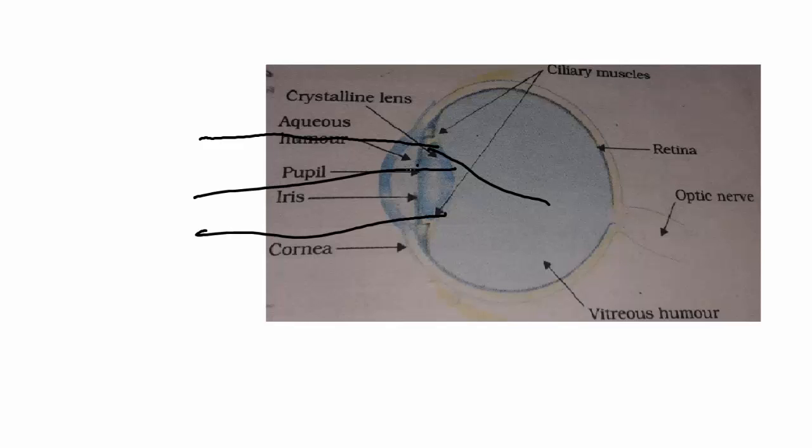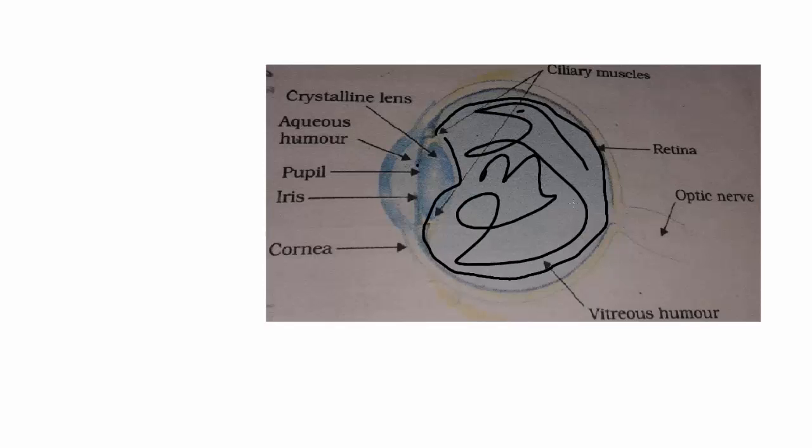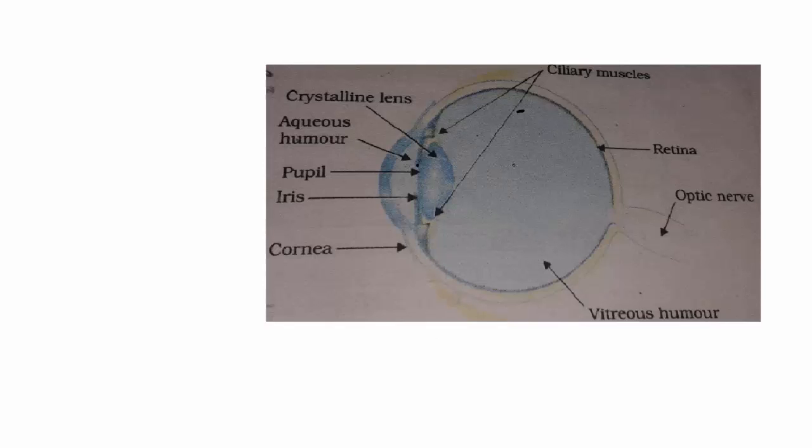Oh, I believe I forgot to mention the vitreous humor. That's the fluid present inside. Everything inside this, all the fluid present over here, is called the vitreous humor. I should have actually used a paint bucket tool. Alright, it does not look like a dinosaur, by the way.